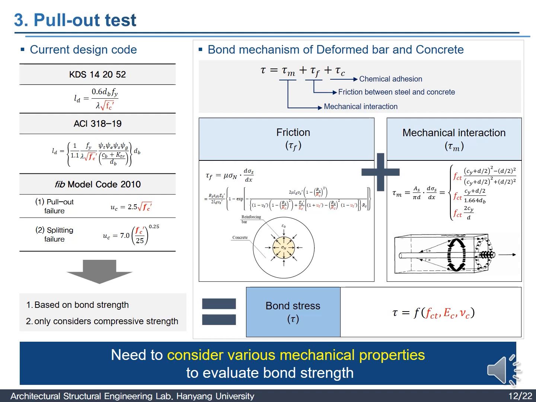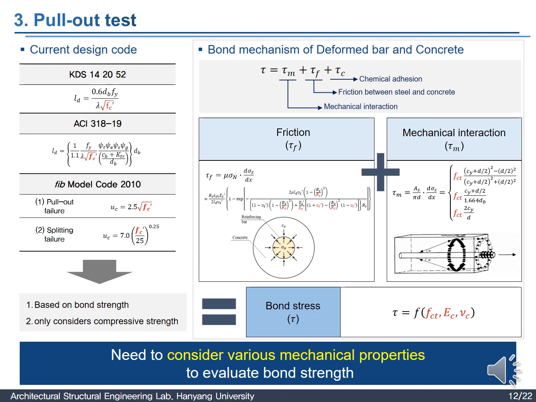However, the bond between deformed reinforcing bar and concrete consists of mechanical interaction caused by the ribs of reinforcing bars, friction between reinforcing bars and concrete, and chemical adhesion. The chemical adhesion is resisted at a very small load and then disappears. And the main adhesion is mechanical interaction and friction.